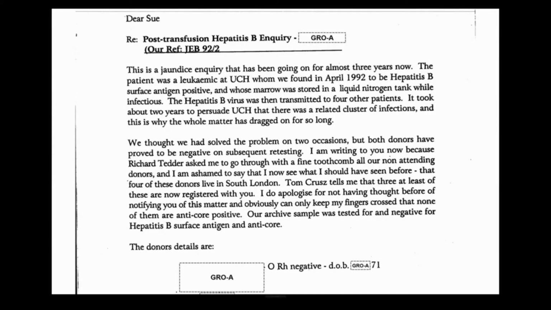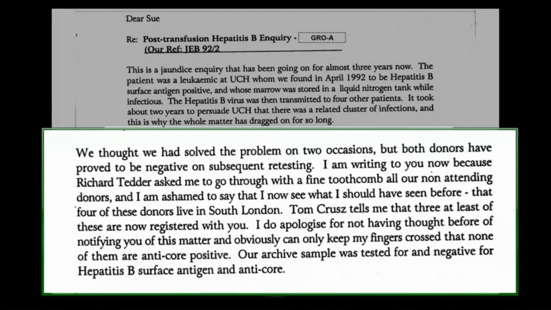We thought we'd solved the problem on 2 occasions, but both donors have proved to be negative on subsequent retesting. I'm writing to you now because Richard Tedder asked me to go through with a fine-tooth comb all our non-attending donors, and I'm ashamed to say that I now see what I should have seen before, that 4 of those donors live in South London, and so contact was being made.